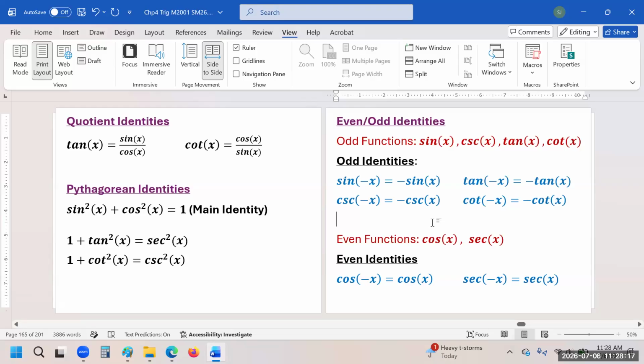And since cosine is an even function, secant must be even, because secant is the reciprocal of cosine. And to be even, the y value doesn't change for negative x. So cosine of negative x is same as cosine of positive x. The y doesn't change. So is secant. Secant of negative x is secant of x.